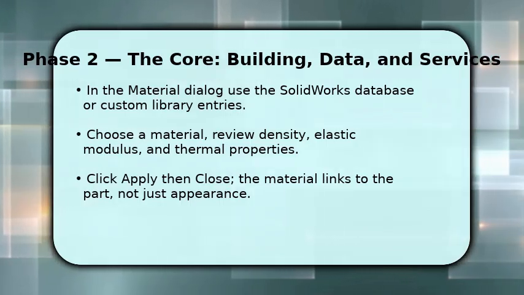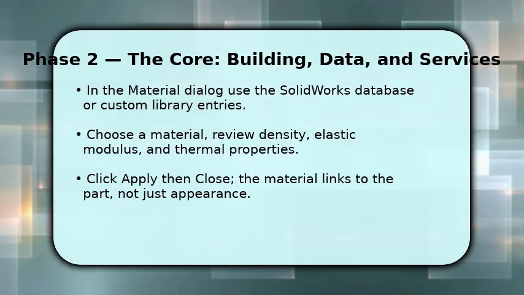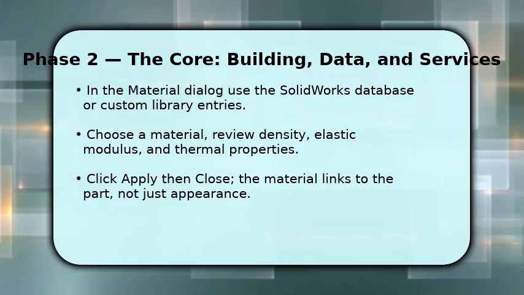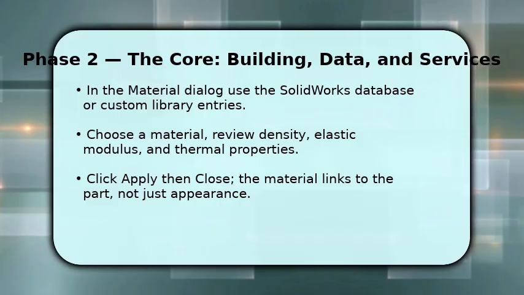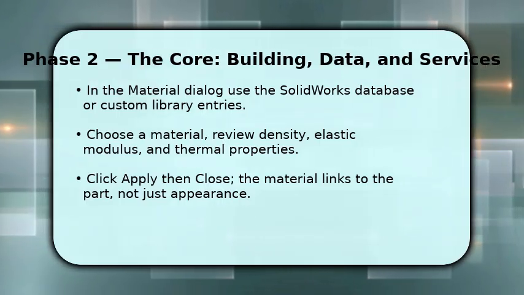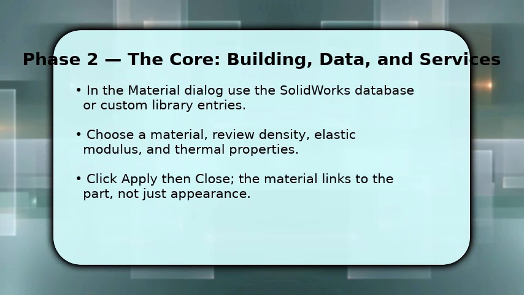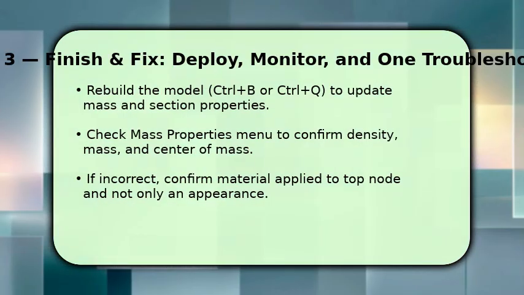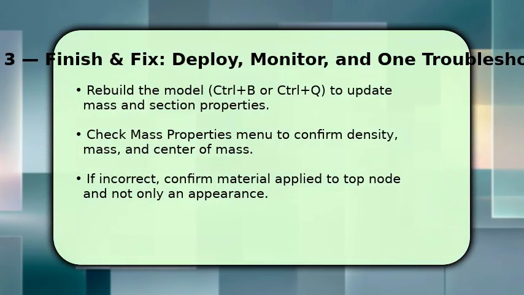Click Apply to bind the material to the part, then close the dialog. At this stage, the part's physical properties update. Make sure to rebuild so downstream features and drawings use the new values. Finish by rebuilding and verifying the change so everything reflects the new material.